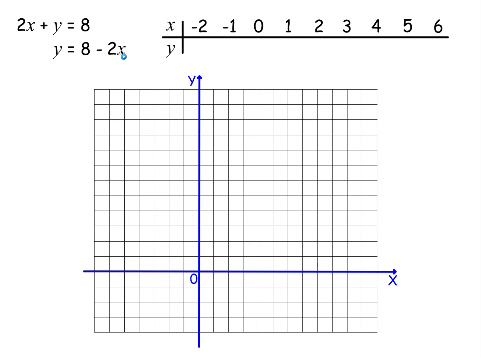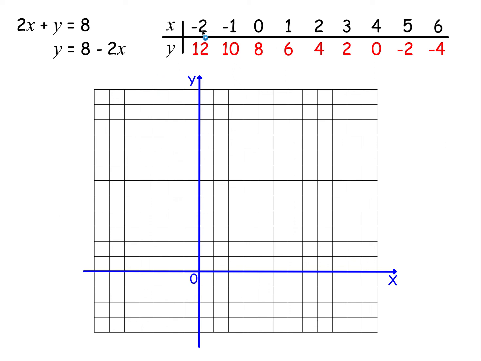8 minus 2 times negative 2. That's 8 minus negative 4, that's 12. Next one, it's 8 minus 2 times negative 1. Well, that's 8 minus negative 2, same as 8 plus 2, so it's 10. 8 minus 2 times 0, well, that's 8. 8 minus 2 times 1, well, that's 8 minus 2, which is 6. 8 minus 2 times 2, 8 minus 2 times 3, 8 minus 2 times 4, 8 minus 2 times 5, 8 minus 2 times 6. So notice they go down in 2s in that pattern.